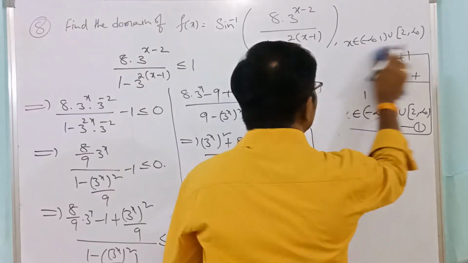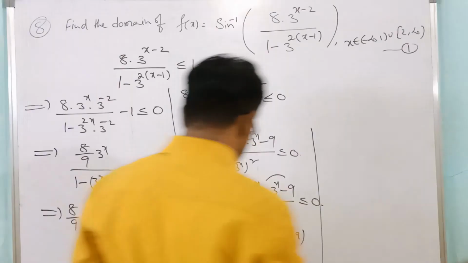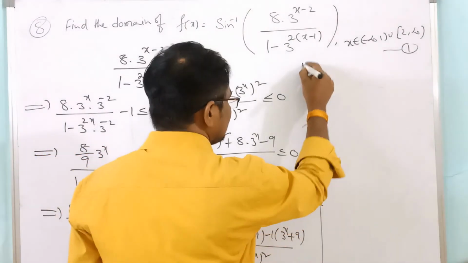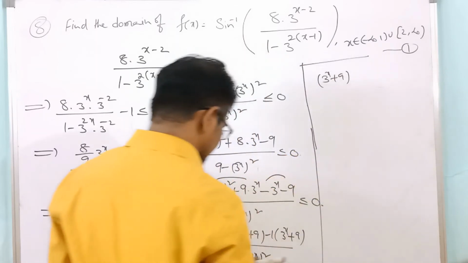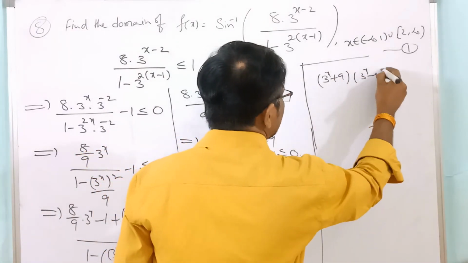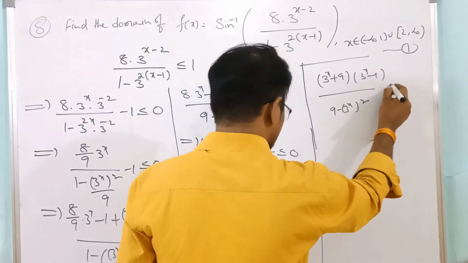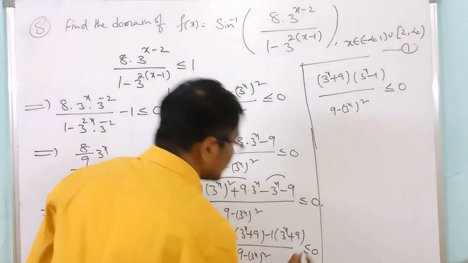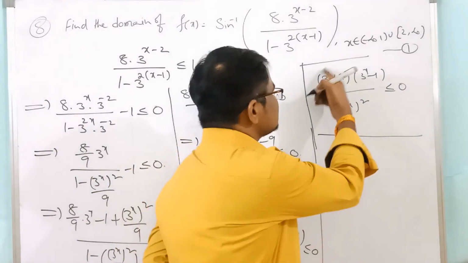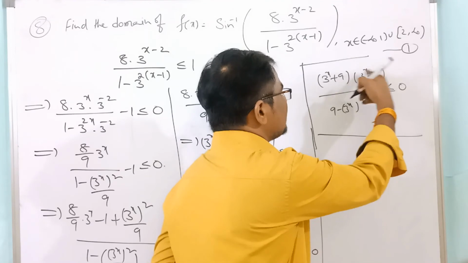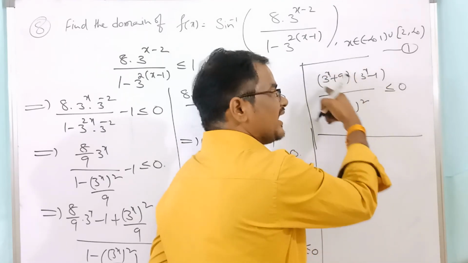Now by this one, you can again take the common from this one. If you take 3 power x plus 9 common, what is remaining? 3 power x minus 1 divided by 9 minus 3 power x square, and this is less than or equal to 0. Now here also you take the critical points. What are the critical points? This is never negative, and never 0.